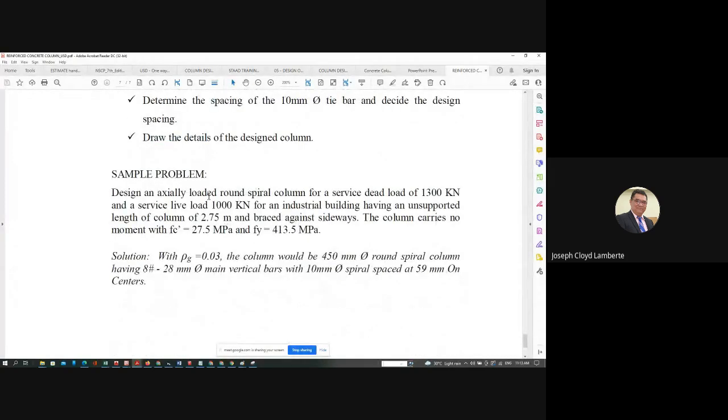Design an axially loaded round spiral column this time for a service dead load of 1,300 kilonewton and a service live load of 1,000 kilonewton, for an industrial building having an unsupported length of 2.75 meter and braced against sideways. The column carries no moment this time. So, no moment, just axial load. With f'c 27.5 megapascal and fy 413.5 megapascal.